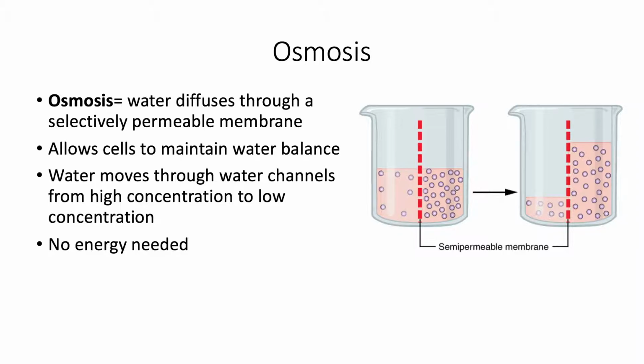So water moves through water channels from high concentration to low concentration. During osmosis, it's a little bit tricky because we're looking at water. We're not looking at what the particles are doing; we're looking at what the water molecules are doing. So here is an example.